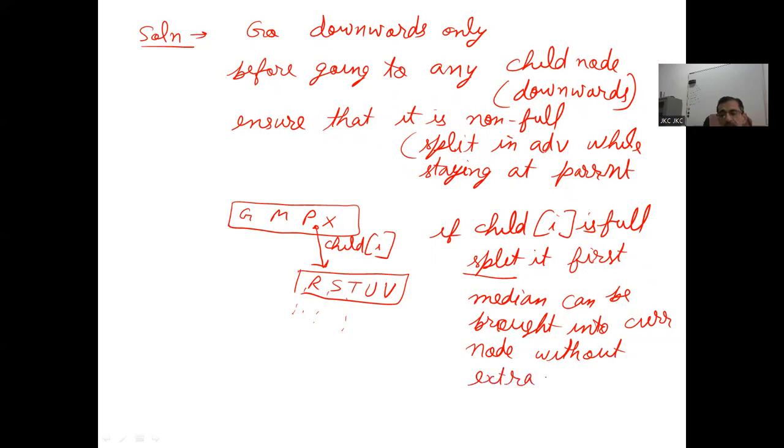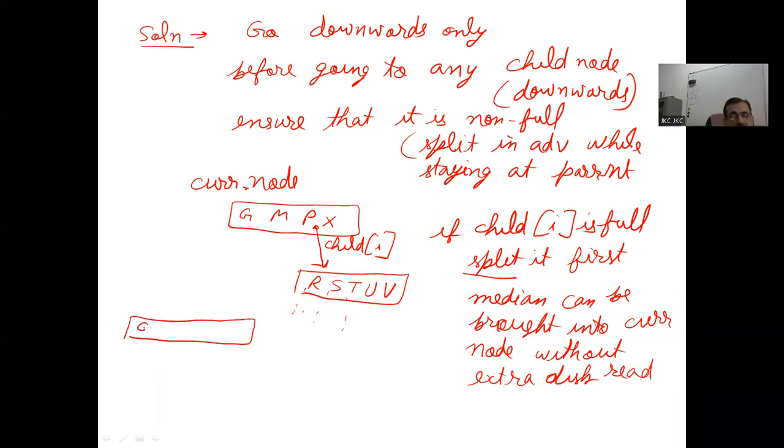Why? I am already at the current node which has GMPX. So if this is my current node, it is still this one. Before I reach the child, before I recursively go to a lower level, first I will split the child. So staying at the current node itself, do it like this. The current node is still this.